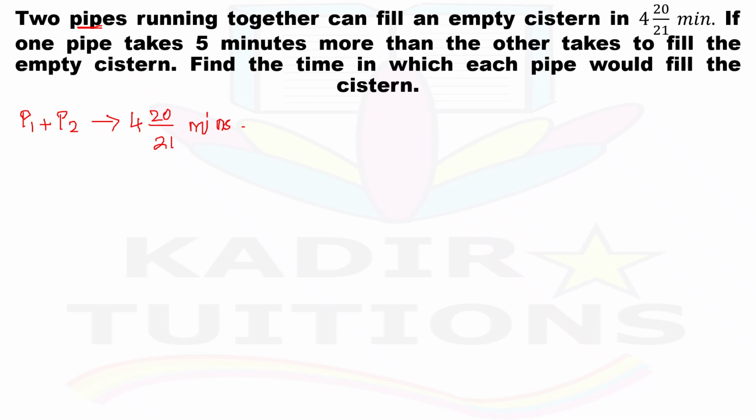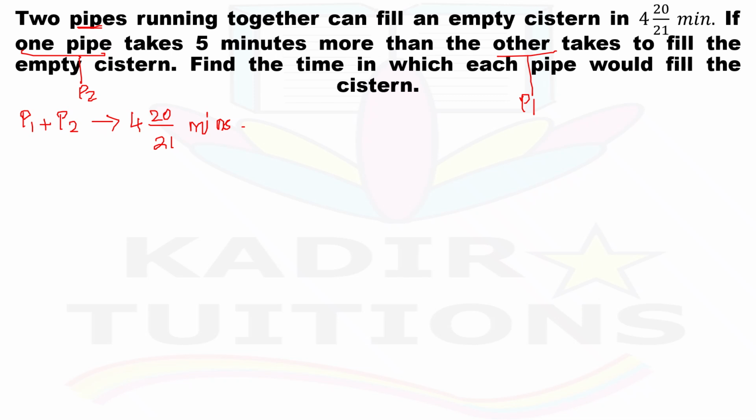Then one pipe takes 5 minutes more than the other takes to fill the empty cistern. So I can consider the other as P1, and here they mention one more pipe, that as P2. Now read the same statement using P2 instead of one pipe: P2 takes 5 minutes more than the pipe P1 takes to fill the empty cistern. Hope you are understanding a little, right?